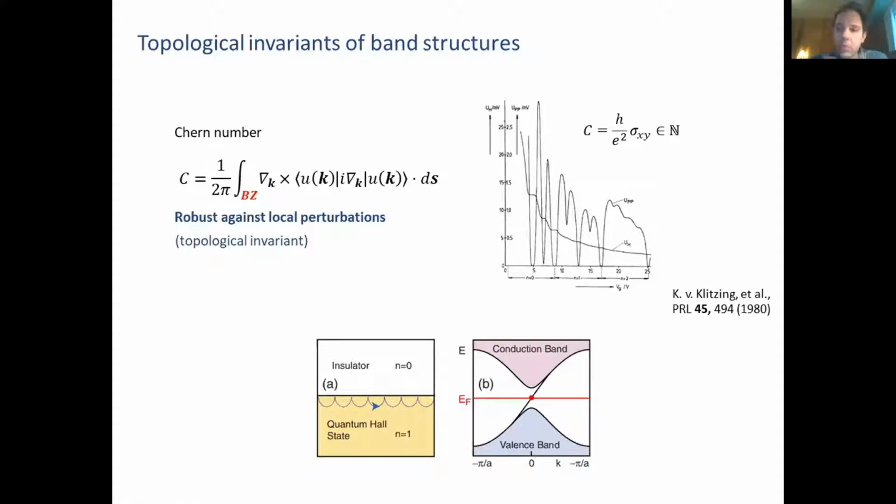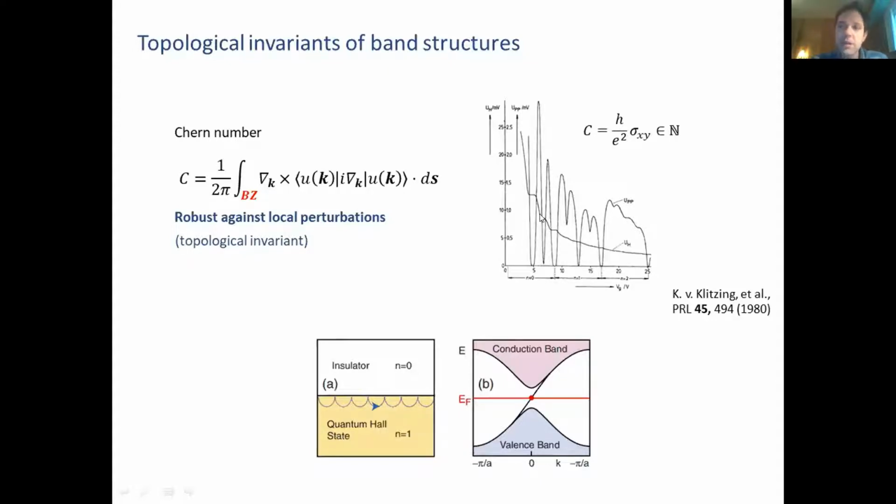And one remarkable property of this integral is that although the integrand can take arbitrary values and can continuously be deformed when we modify the lattice, the integral itself, the result, can only take integer values, and the only way to change this integer value is by closing an energy gap and reopening it. So there is associated to this topological invariant some robustness inside the system. One of the most well-known examples of robustness are the conductivity plateaus of the quantum Hall effect, which we know can be related to different Chern numbers.